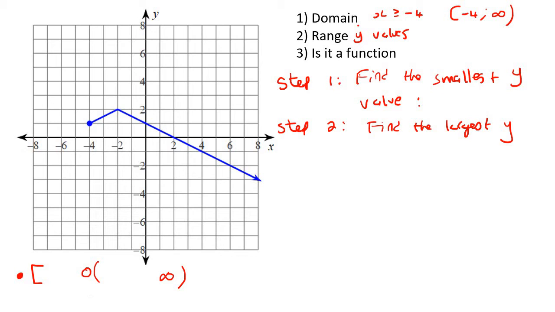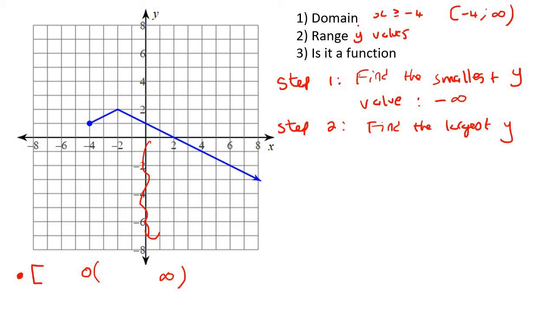Remember, small y values are at the bottom and large y values are at the top. So the smallest one, well, if this arrow just keeps going, then the smallest y value is going to be way down at negative infinity. Positive infinity would be at the top.